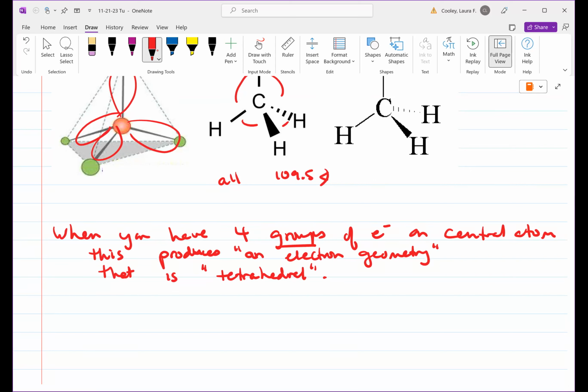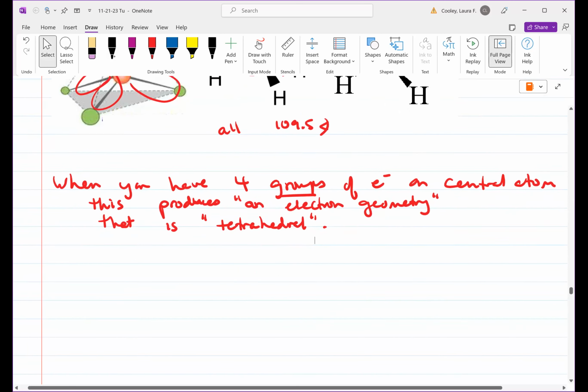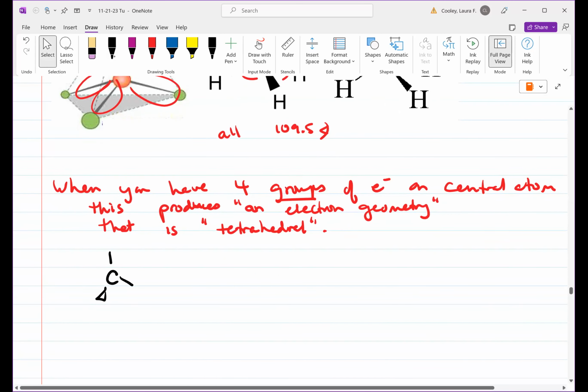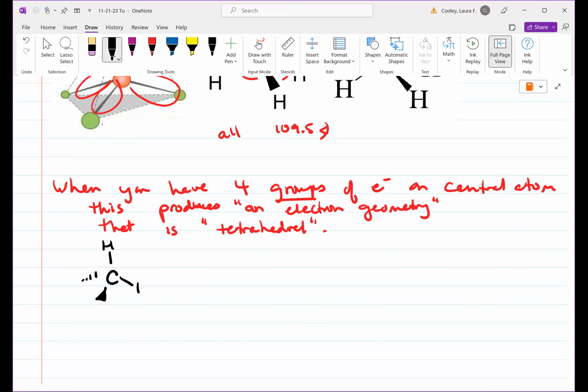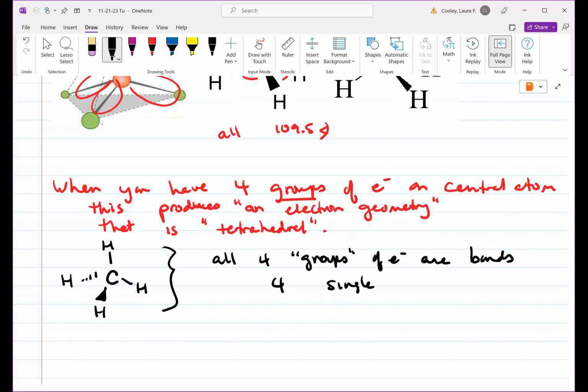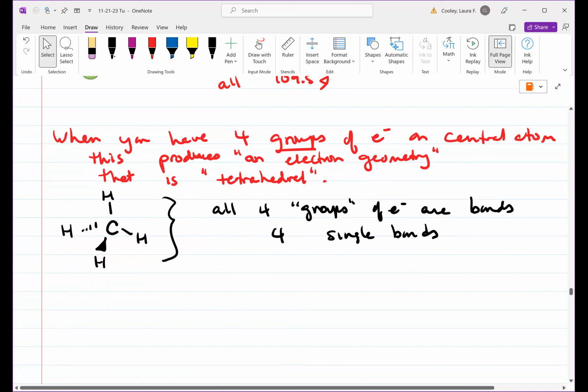Okay, so in the case of methane, we have 4 groups of electrons, and I could, by the way, put the wedge on the other side too. I don't have to put those single lines to the left, right? This time I put the single line to the right, the normal line. Okay, so here in methane, all 4 of those groups of electrons are bonds because there are 4 single bonds. But it doesn't have to be that way. There are other possibilities. So let me show you what the other possibilities are.